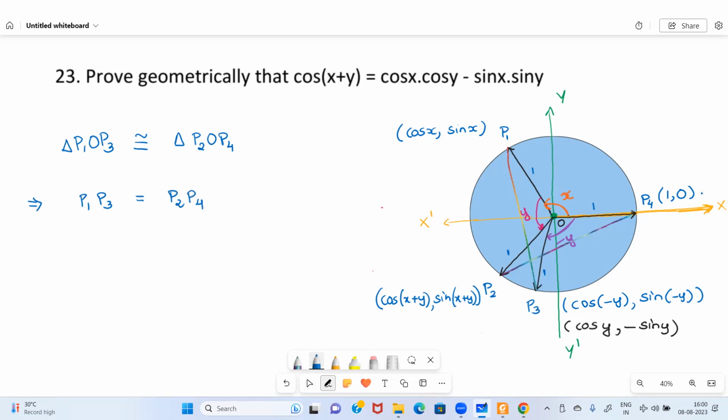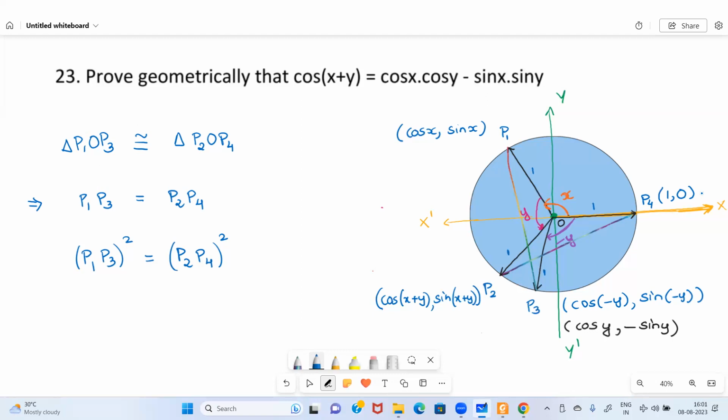And distance formula, all of you know, so which is root of x1 minus x2 or x2 minus x1 whole square plus y2 minus y1 whole square. We can use that. Right, students? Now, to avoid the square root, I'm going to square on both sides. So P1, P3 square is going to be equal to the distance P2, P4 square. Clear, students?